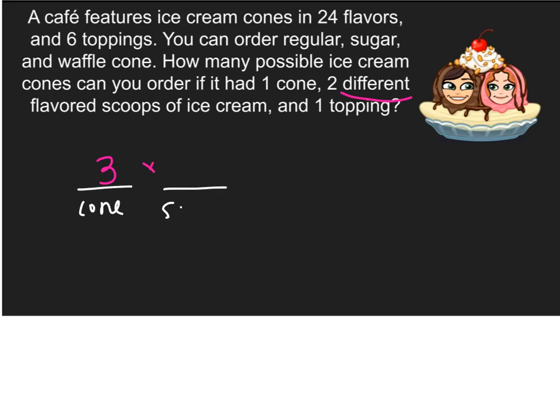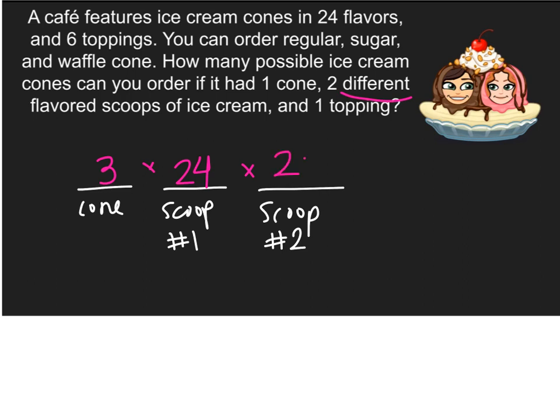And then we have scoop number 1, which there are 24 options. Okay. Then I have scoop number 2. So here's where it changes a little bit. If I'm trying to get 2 different flavors, there's 24 to start with. Once I choose that first one, now there's not 24 options anymore. There's only 23 because I'm trying not to duplicate it, right? I don't want to get the same flavor twice. So instead of 24, I'm down to only 23 options there.